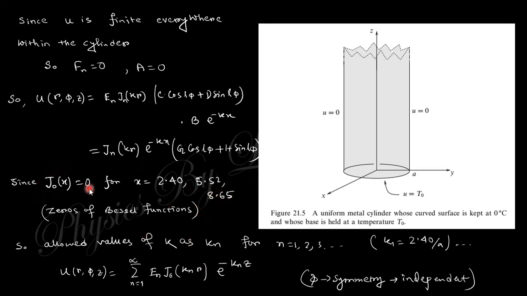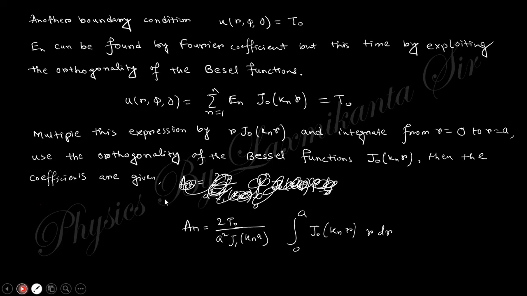So for the special solution, at that particular x value, this will be 0. Since this is 0, from here we get the solution with discrete values like that. So the total solution will be the summation. Clear?